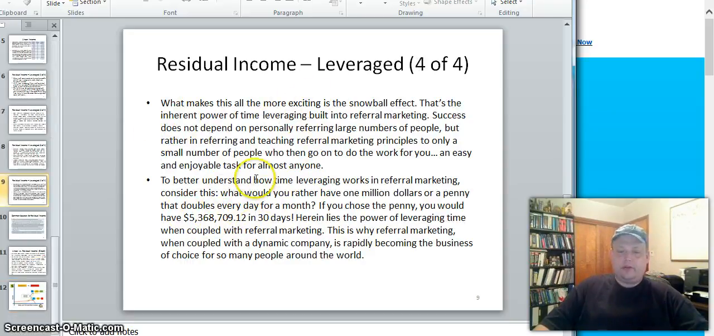Okay, so here's a little test. Would you rather have $1 million right now, or a penny that you could double every day for 30 days? If you know this already, you're going to say the penny is the better deal. Most people would just say the $1 million. They look for the right now. I want it right now. But if you double a penny every day for 30 days, you'd actually have $5.3 million.